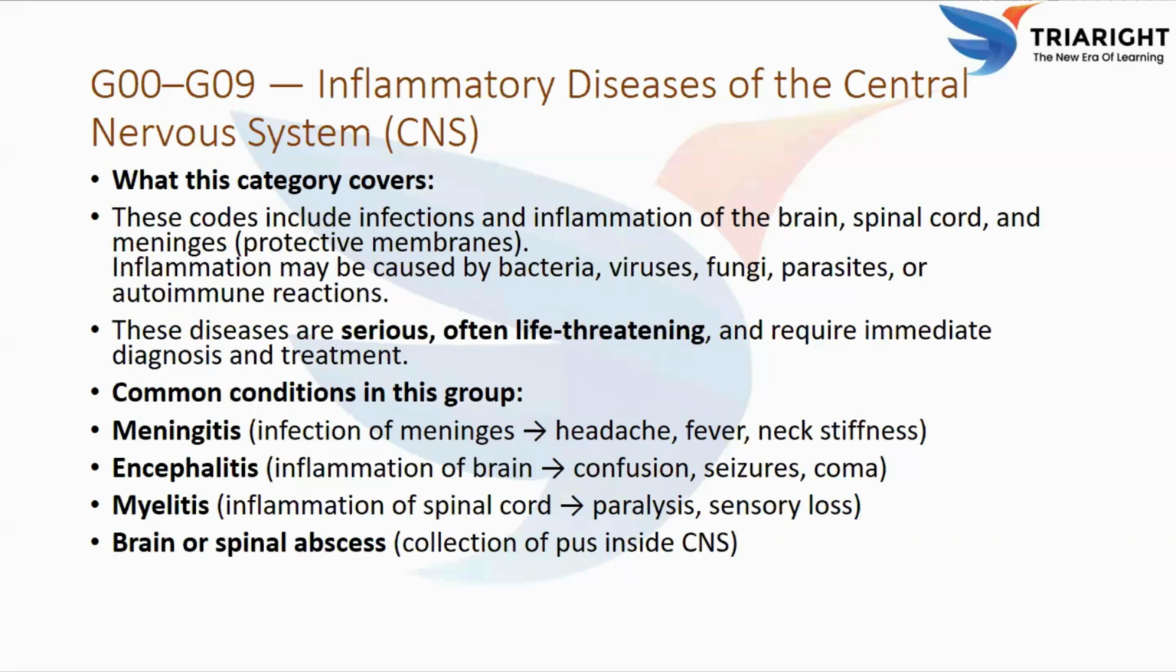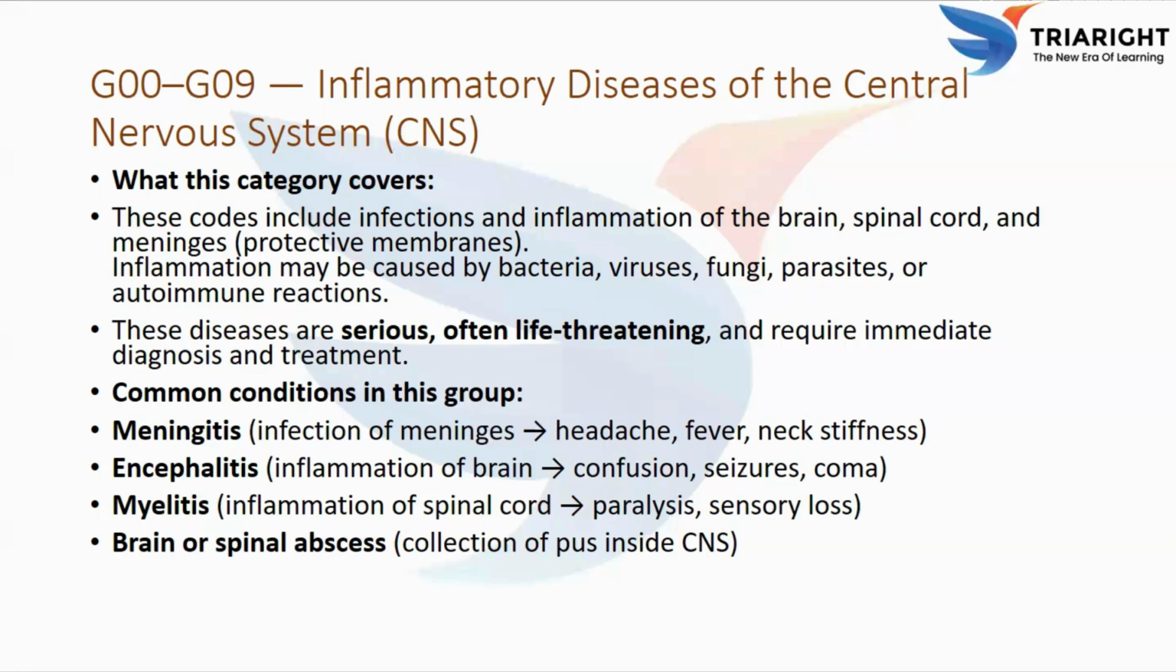Inflammation means it's an infection. So how is this inflammation caused? This can be caused by bacteria, viruses, fungi, parasites and also autoimmune reactions. These conditions are serious, often life threatening, and they need urgent treatment. So what does this category cover? Infections and inflammation of the brain, spinal cord and also the meninges, like meningitis.